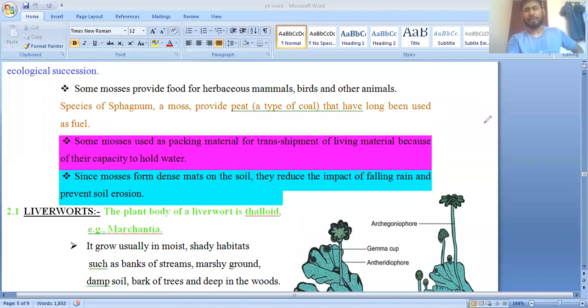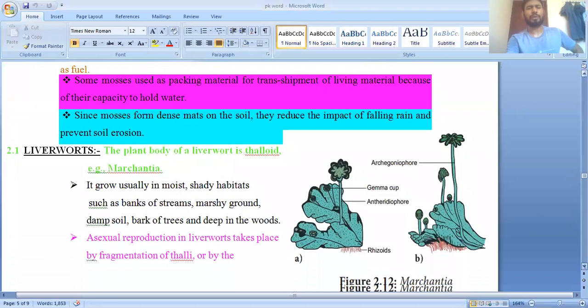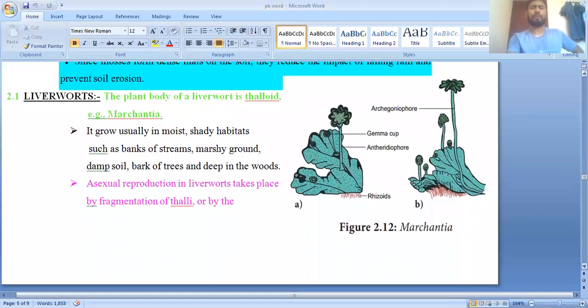Now you can see the next thing given is about the groups of the bryophytes. Bryophytes are divided into two different groups. The first is the liverworts. If you check the liverworts plant body, their plant body is thalloid. Thalloid means you already know, and we have told it a number of times.